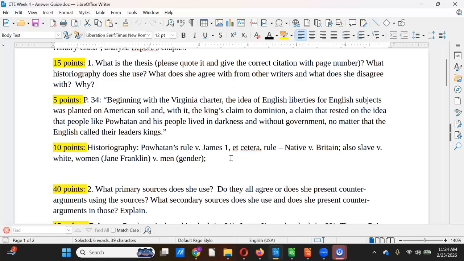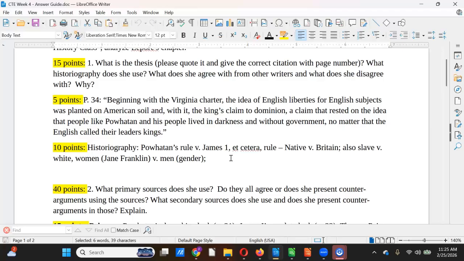For historiography, many of you gave me the types of history she's using, which is good, but you didn't give me specific examples. But historiography in this case, she's comparing the rule of Powhatan against the rule of James the First.